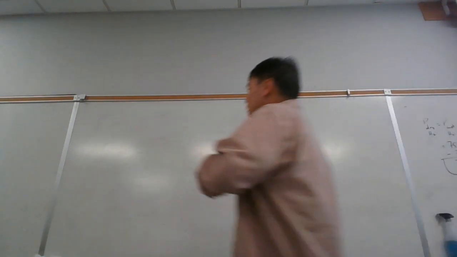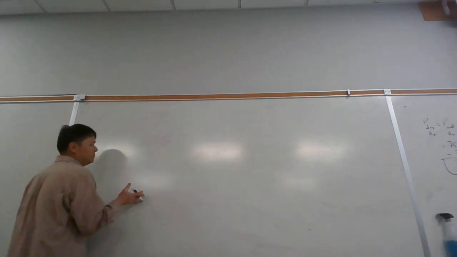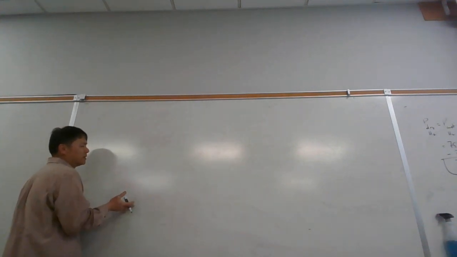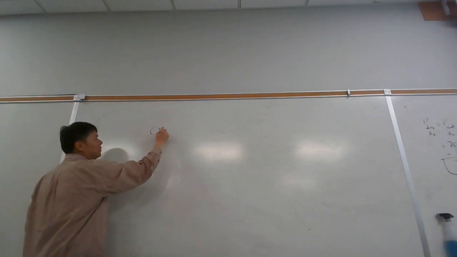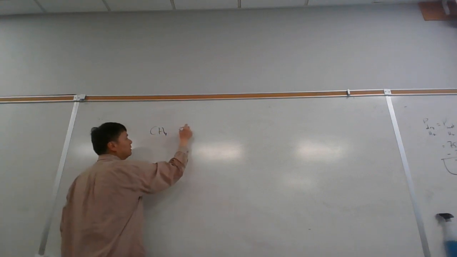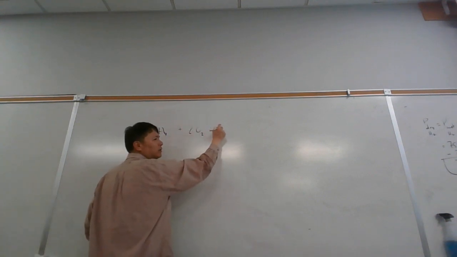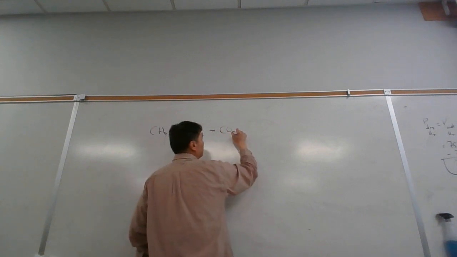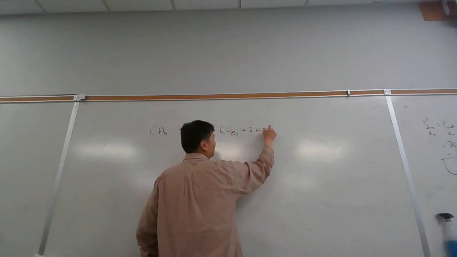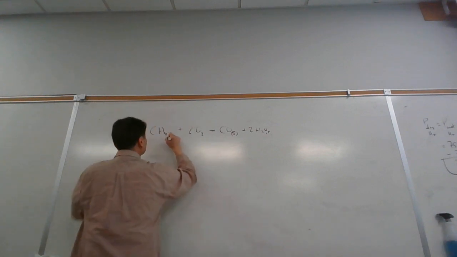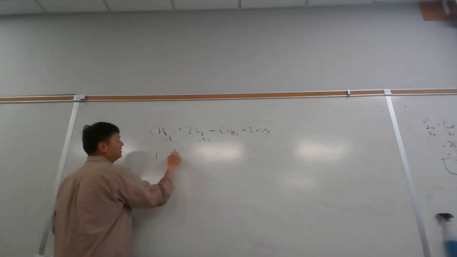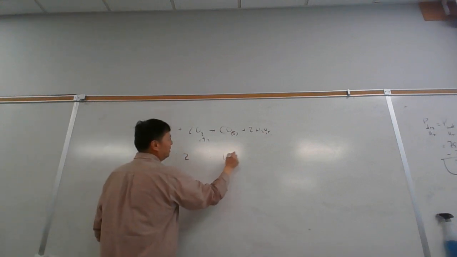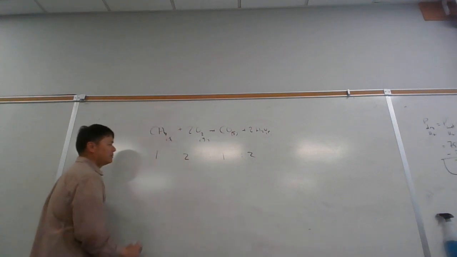This one is a bit of a trick question because the mole ratio is the same as the volume ratio, which is the same as the pressure ratio. In a balanced chemical equation like this, the mole ratio is 1 mole of methane plus 2 moles of O2 yields 1 mole of CO plus 2 moles of water. And so the mole ratio, 1 to 2 to 1 to 2, is the same as the volume ratio.